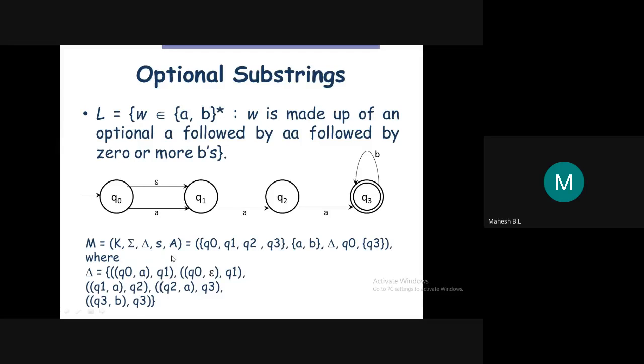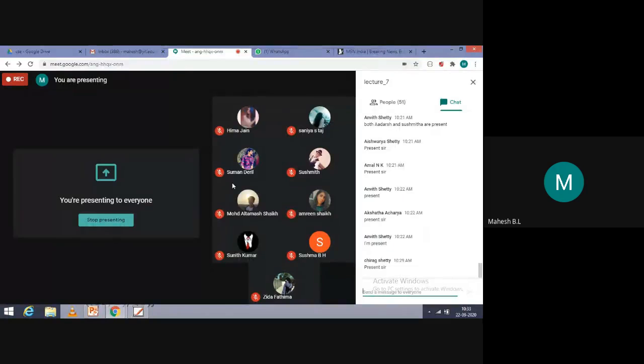Q0 on A, there is a transition to Q1. Q0 on epsilon, there is a transition to Q1. Q1 on A, there is a transition to Q2. Q2 on A, there is a transition to Q3. Q3 on B, there is a transition to Q3. This is nothing but delta. So this is the NDFSM for accepting the language over the alphabet A comma B with an optional A at the beginning followed by two A's, which is followed by 0 or more B's. I hope all of you understood this example.